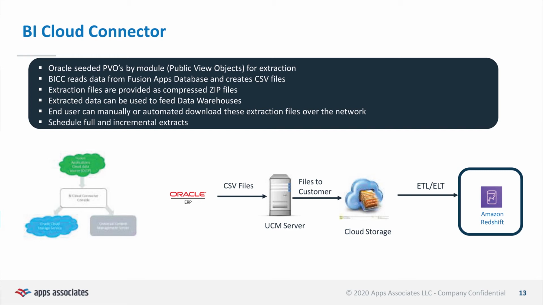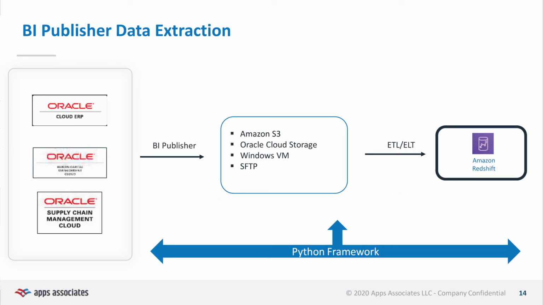Based on our experience, BICC is one of the good options to extract the data out of Cloud ERP. It's also an advantage that you don't have to write any custom code to pull data out of ERP applications. Now I will talk a little bit about the BI Publisher option as well, and then we will talk about why we have to use BICC versus BI Publisher.